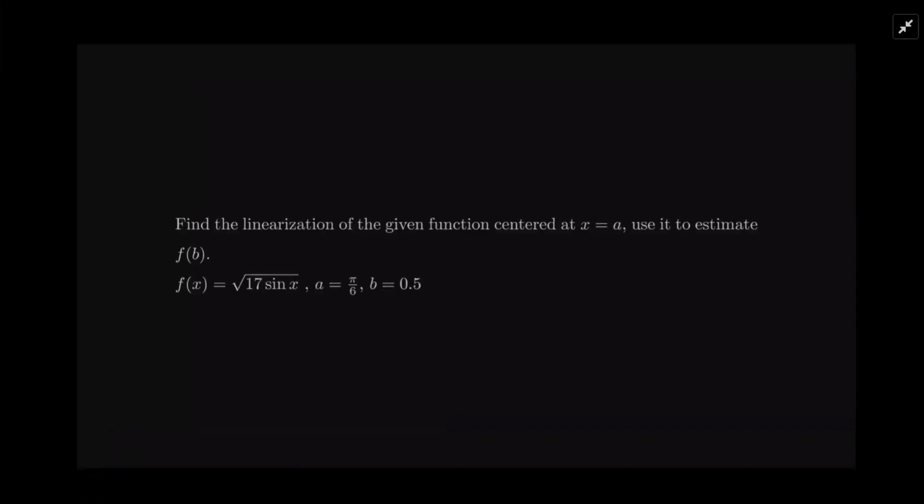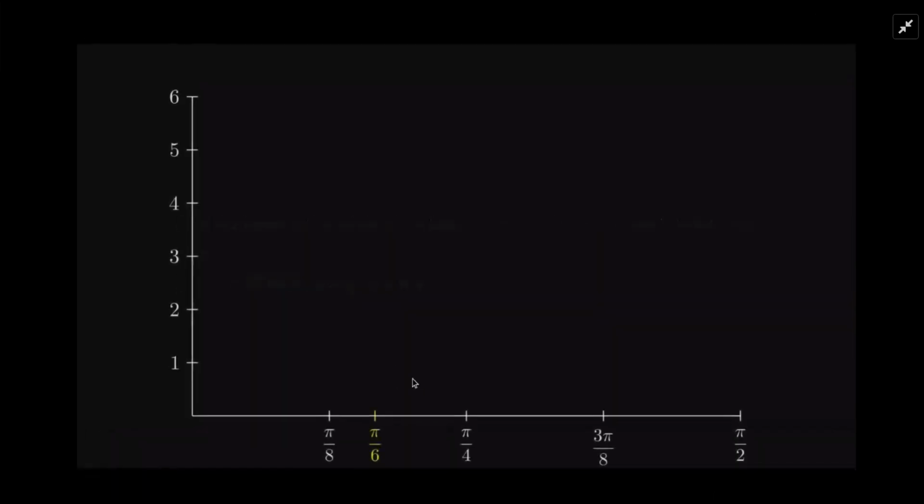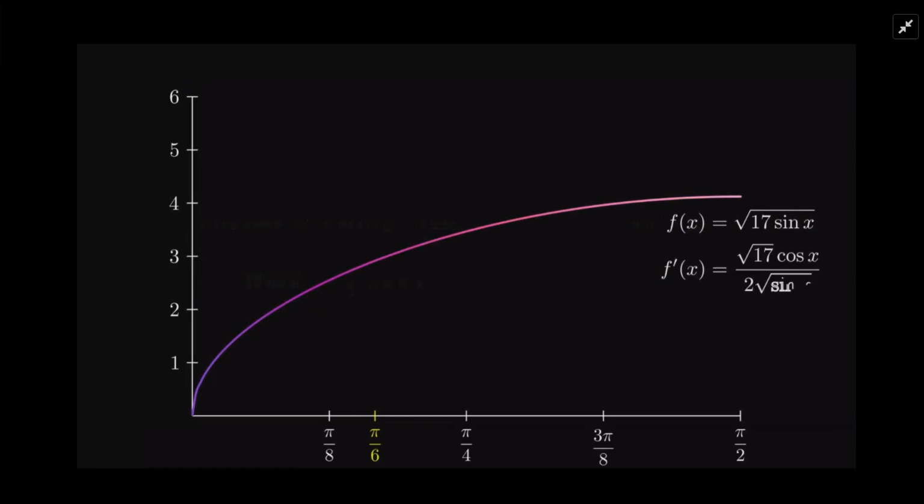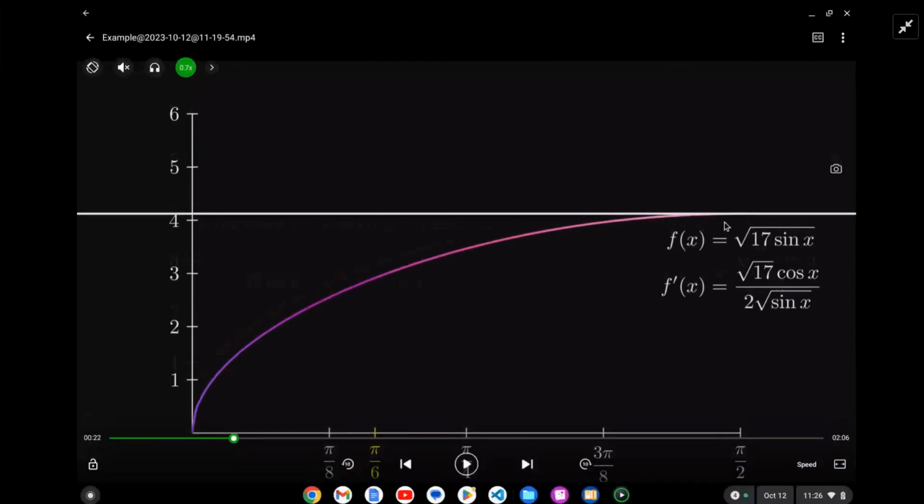So let's take a look at an illustration. What's really going on here? All right, here's our function. We're going to need the derivative, so let's write that down. Okay. Now I want to look at a tangent line. This is far off from the center. Okay, the center that we're looking at is pi over 6.